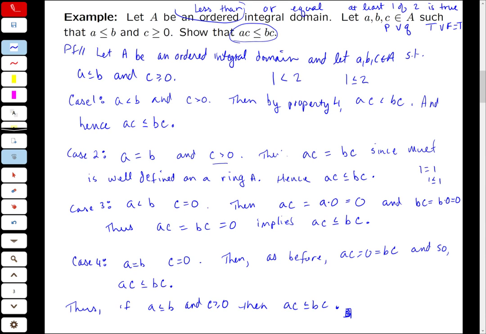You have 4 cases to argue in your homework problem too. Very similar cases. Any questions on that? Okay.